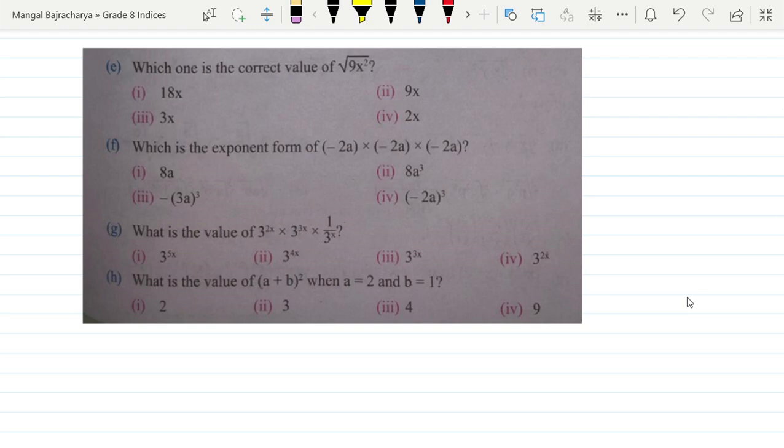Which one is the correct value of square root of 9x power 2? So here square root of 9 will become 3, and square root of x square will become x, so 3x, that is this.